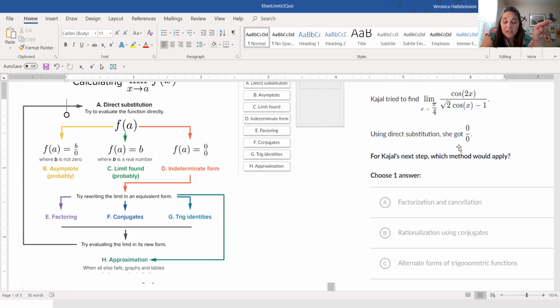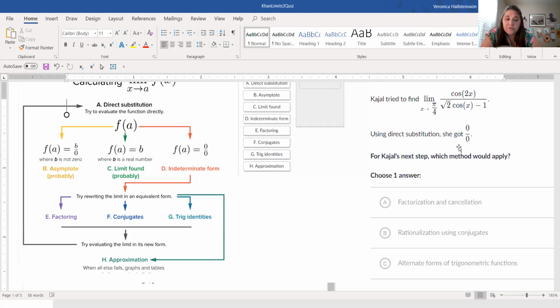And if you're following Khan Academy, the two identities that they have, which I suggest are the ones that you know, are cosine 2x, the double angle, and then the Pythagorean, which is sine squared plus cosine squared equals 1. Those are the two identities that they're referring to in part G.